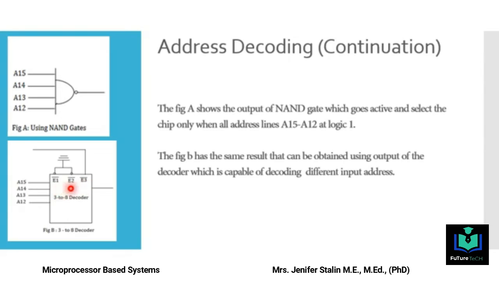You have three enable signals, E1 bar, E2 bar, E3 bar. Always this E1 bar as well as E2 bar should be grounded, and the output of the E3 bar depends upon A15. Here the story is a bit different.